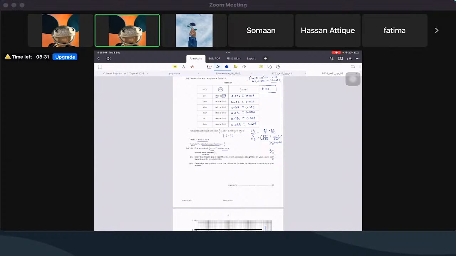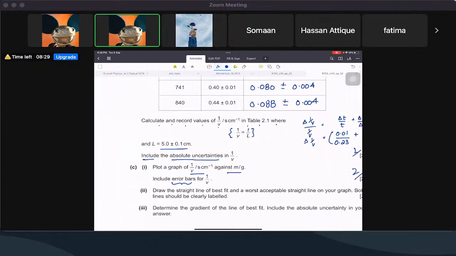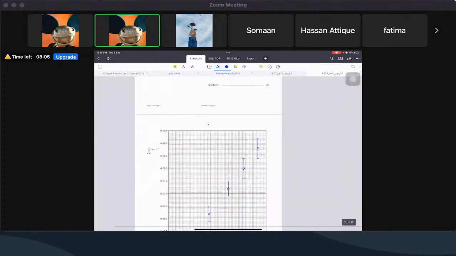Now the point is that 1 mark is for plotting. Make sure that the point is very, very small. Do not make a thick point, that is not accepted at all. And then error bars are basically very symmetrical, and don't try to make them by hand like I have done. You should use a ruler.